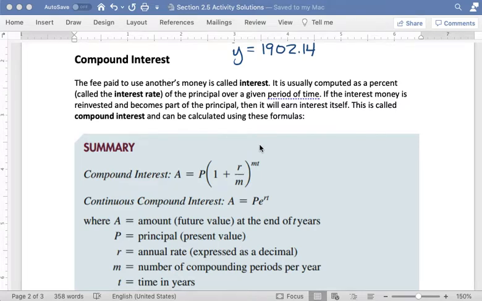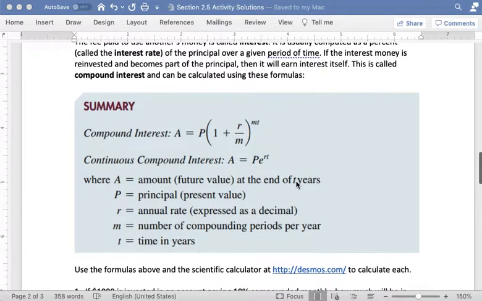In this video, we're going to go through the compound interest problem from the Section 2.5 activity. Interest is when you pay to use someone else's money, and normally it's calculated as a percent of the principal. And if we reinvest interest so that it becomes part of the principal, it will earn interest on itself. This is called compound interest, and we have these two formulas for compound interest.